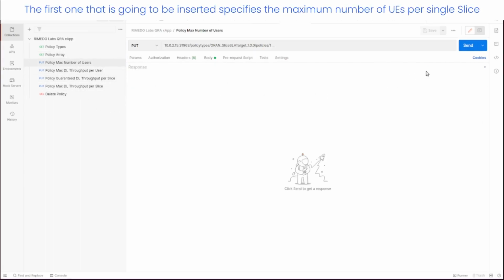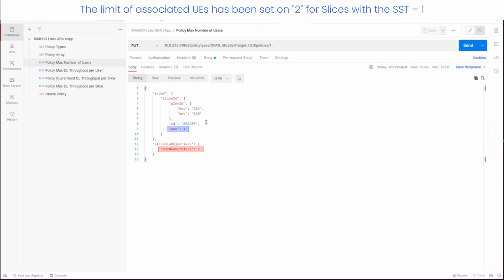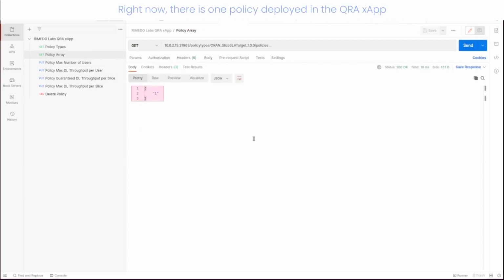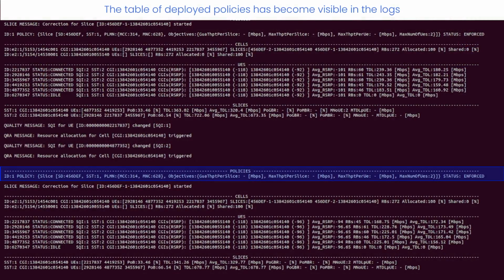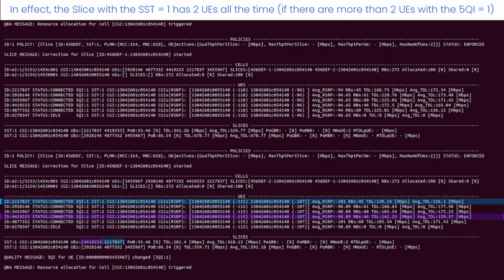The first one that is going to be inserted specifies the maximum number of UEs per single slice. The limit of associated UEs has been set on 2 for slices with the SST equal to 1. Right now there is one policy deployed in the QRA xApp. The table of deployed policies has become visible in the logs. In effect, the slice with the SST equal to 1 has 2 UEs all the time, of course if there are more than 2 UEs with the 5QI equal to 1.